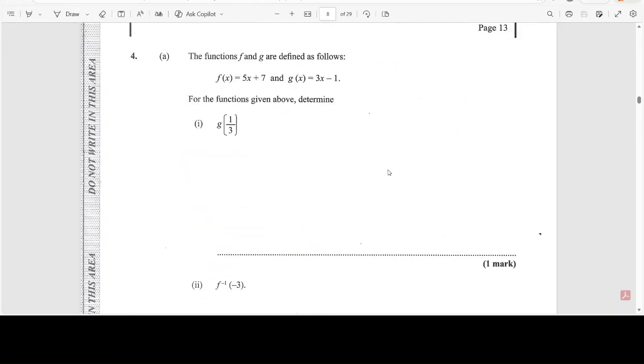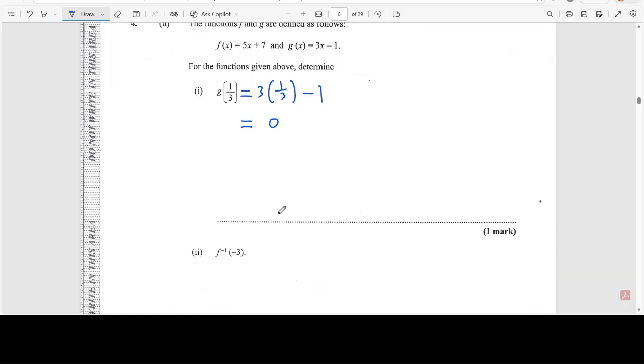So we reach here, May, June 2022. We have two functions, f(x) = 5x + 7, g(x) = 3x - 1. For the functions given above, determine g of 1/3. What's the answer for that? 0. So we put 1/3 into the g function, so that is 3 times a third minus 1. 3 times a third is 1, 1 minus 1 is 0. Good.